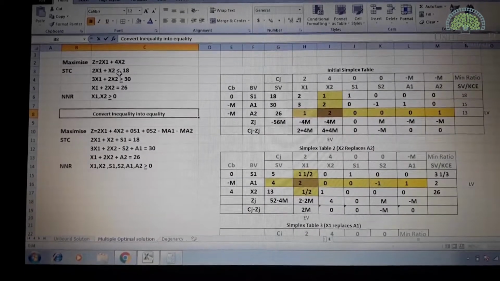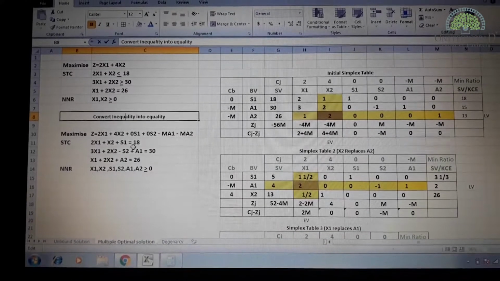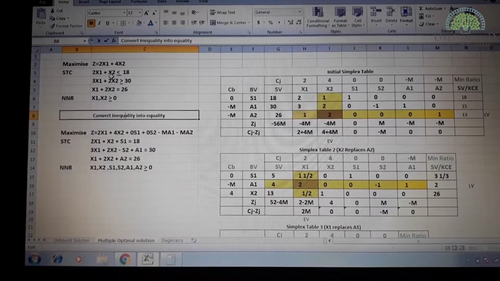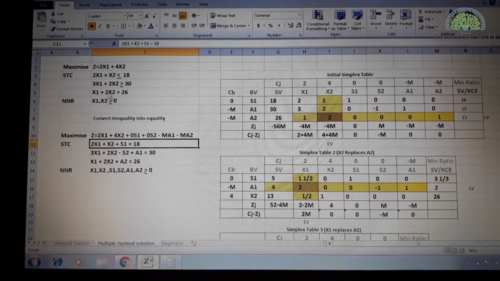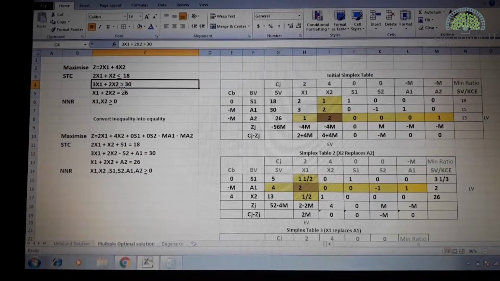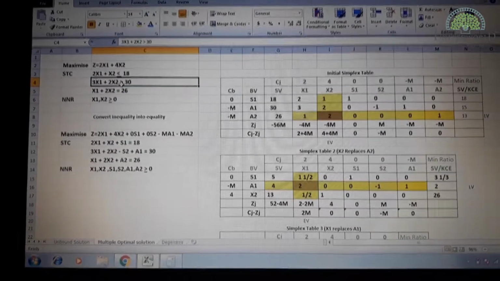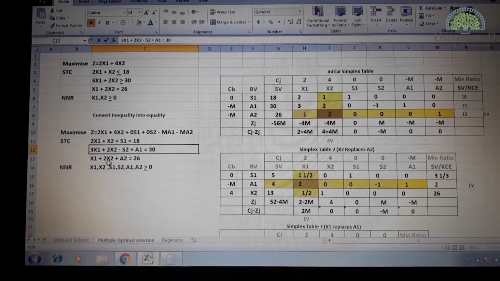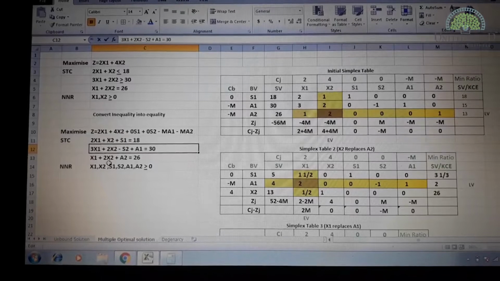So when we have a less than or equal to type operator, we introduce a slack variable to convert the STC into equality. That is, in this case, we have done 2x1 plus x2 plus the slack variable s1 is equal to 18. The second constraint is greater than or equal to type. Therefore, we subtract the surplus and add an artificial variable. So our second STC becomes 3x1 plus 2x2 minus s2 plus a1 is equal to 30.